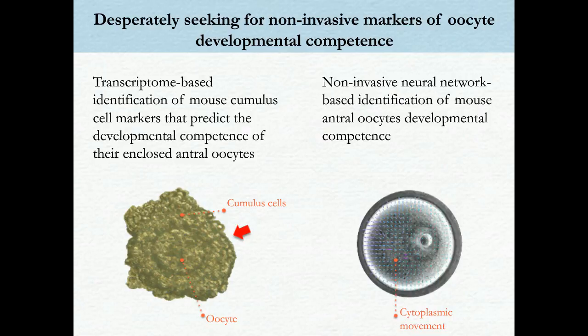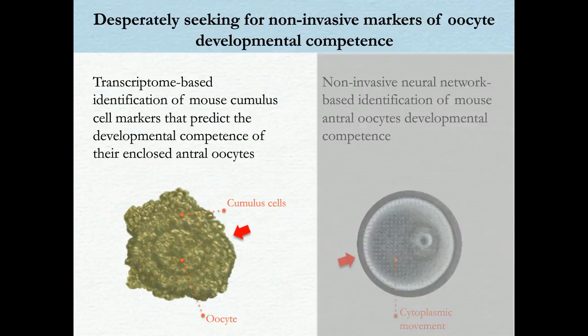Cumulus cells surround the oocyte even after its ovulation has occurred and are dispensable for fertilization. In other words, they can be picked and analyzed separately without damaging the oocyte. And this is exactly what we did.